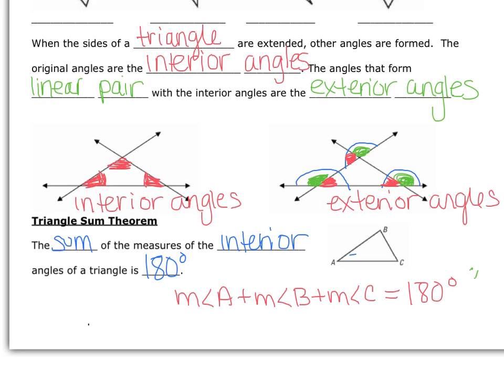So basically that's talking about all of these angles in here. If you were to measure A, measure B, and measure C and add all of them up, every single time inside of a triangle, you're going to get 180 degrees.